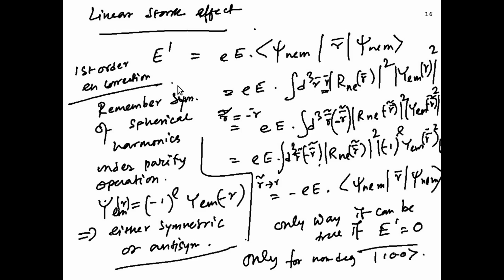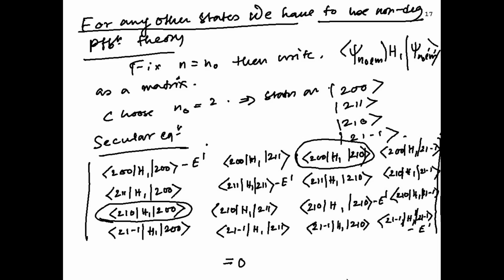You can also directly evaluate it, but the conclusion remains the same: the first order correction is 0. I can apply this way of writing naively for the non-degenerate perturbation theory, and so that is for the state 100. But for the higher states, which are degenerate, I have to apply the degenerate perturbation theory.